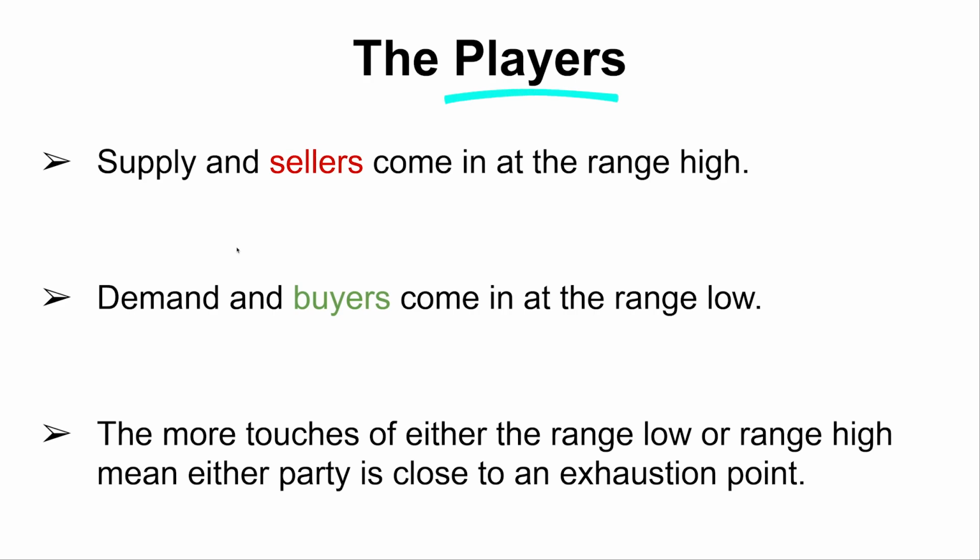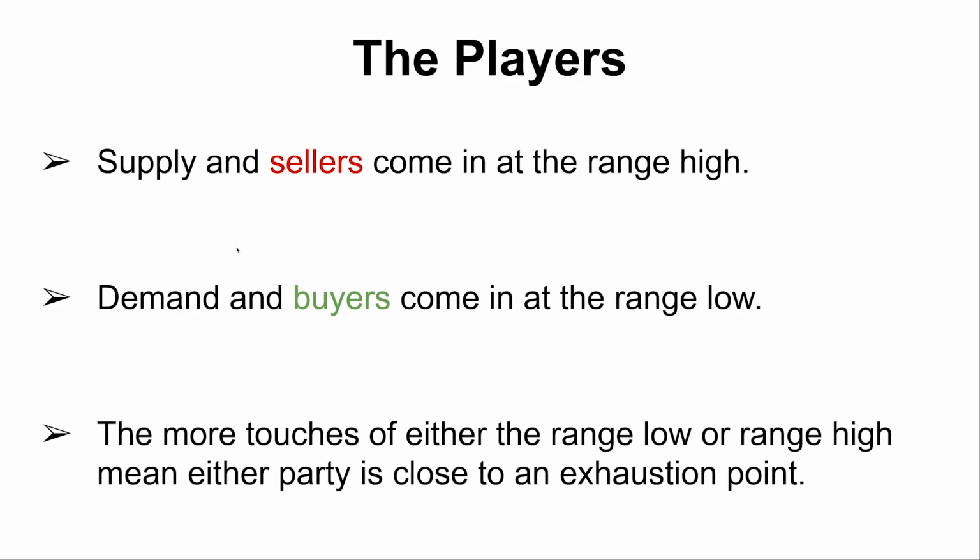So who are the players? Well, our buyers and sellers are coming back into the mix again. We see supply and sellers coming at the range high, and we see demand and buyers coming at the range low. The more touches of either the range low or range high means either party is close to an exhaustion point. We referred back to this in the first lesson when we went over Japanese candlesticks and overall support and resistance supply and demand zones.